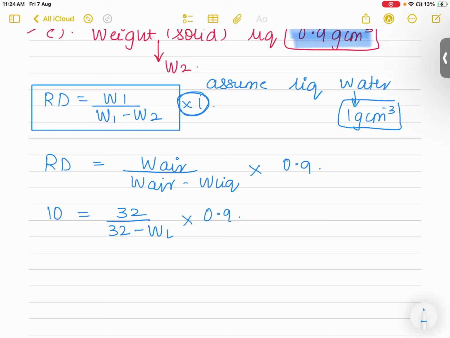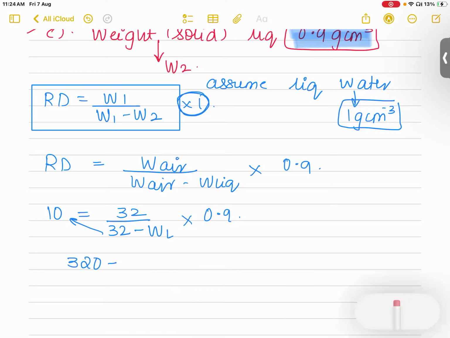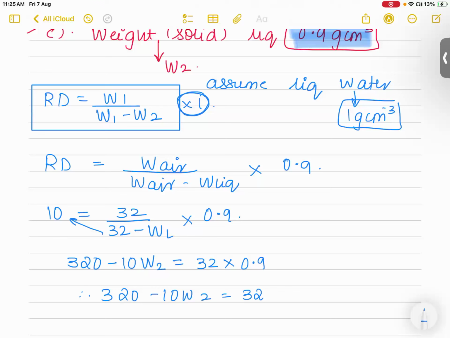Okay, a little bit of smartness we will have to use, guys, when we are calculating this. This gets multiplied, so this becomes 320 minus, I'm writing it as W2 so that there is no confusion, 10W2, because it will get multiplied with the entire thing, is equal to 32 into 0.9. So 320 minus 10W2 is equal to 32 into 9 upon 10.